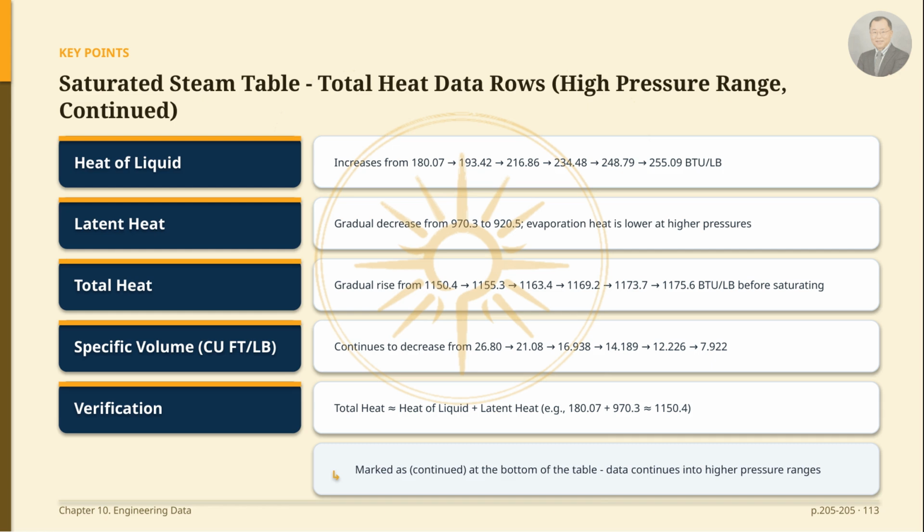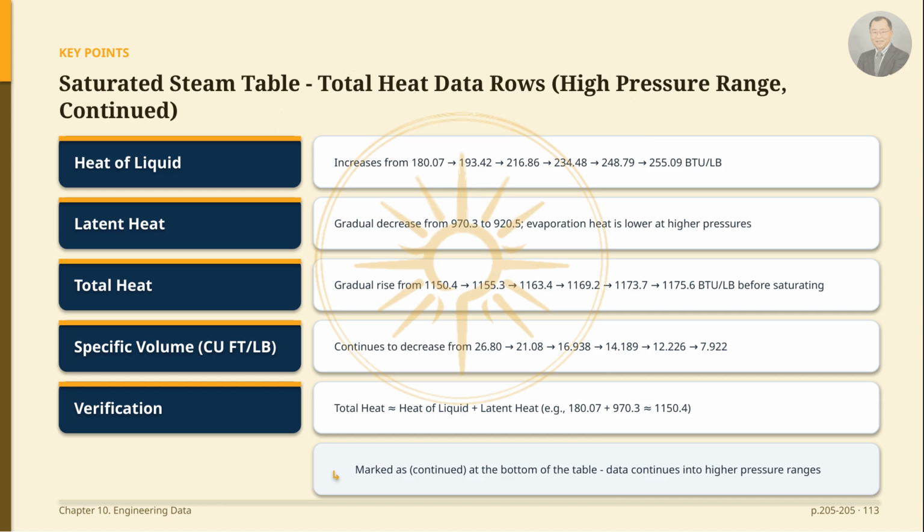1,175.6 BTU/lb. The specific volume steadily decreases from 26.80 to 21.08, 16.938, 14.189, 12.226, and finally down to 7.922 cubic feet per pound.